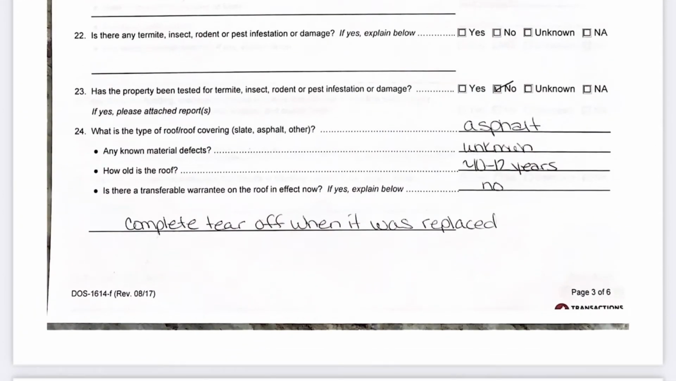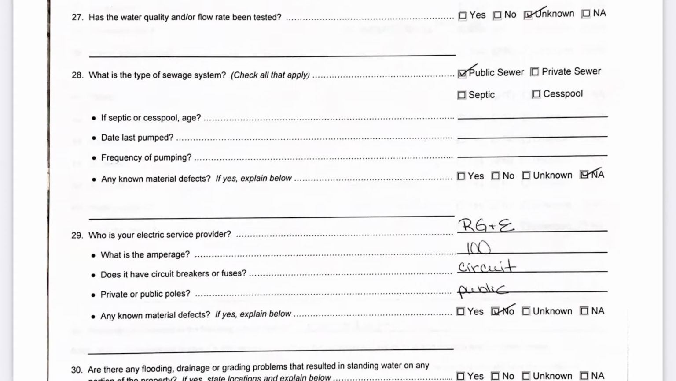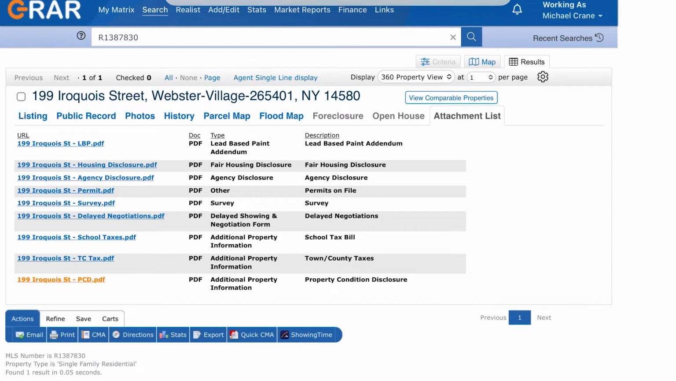Let me scroll down right here, and we'll go right on over to, right there. So complete tear off, when it was replaced, and the best understanding that they have was somewhere between 10 and 12 years. Scrolling down a little bit further, RG&E is the provider, amperage 100, circuit breakers, and so on. And just scrolling to the top here, we'll go back to the listing itself.